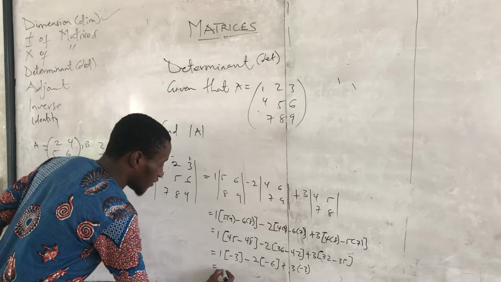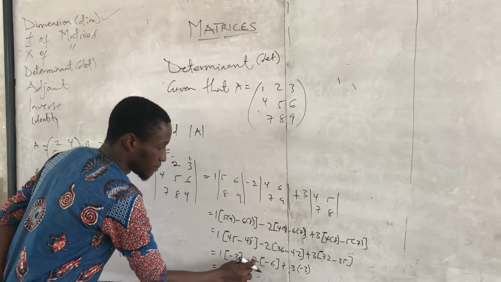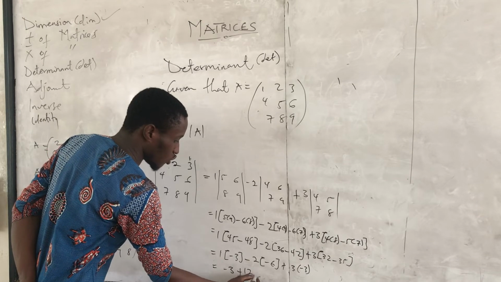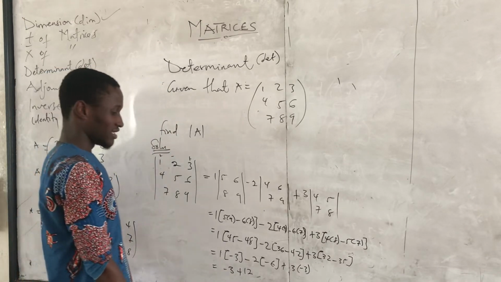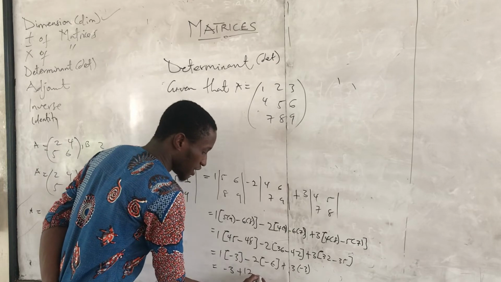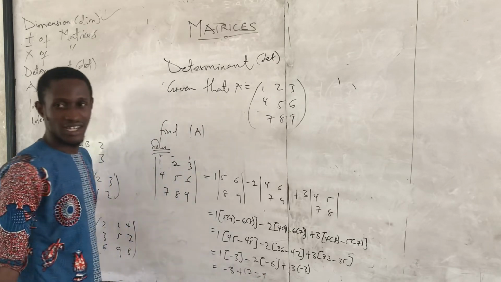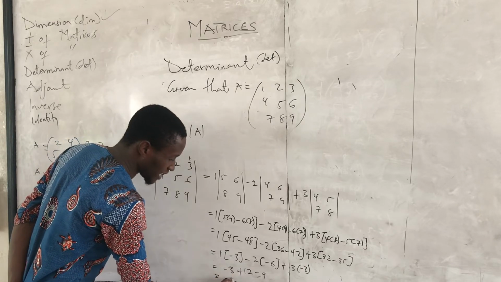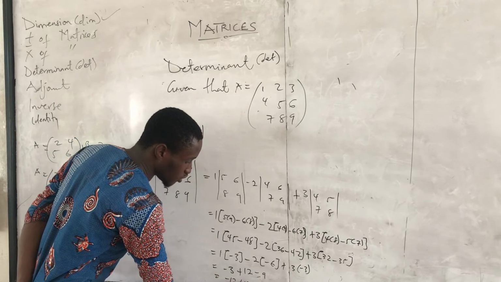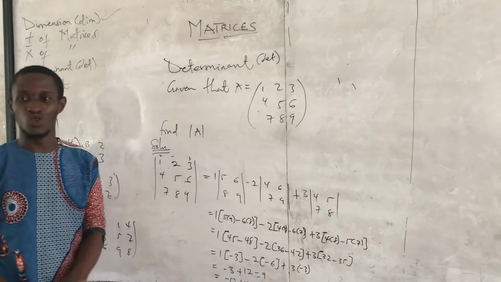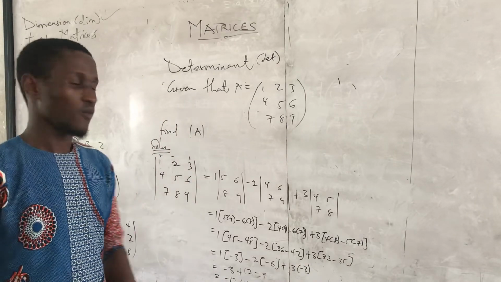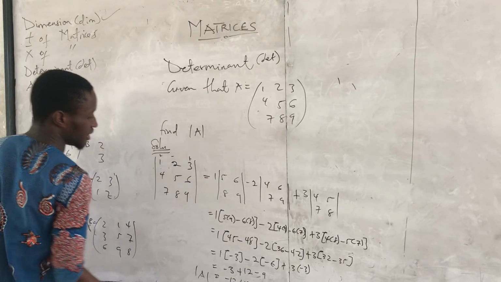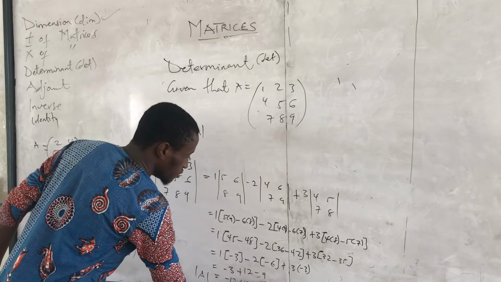So when I expand, I have minus 3, minus 2 times minus 6 gives me positive 12. Then 3 times negative 3 gives me minus 9. So I have minus 3 plus 12 minus 9, so the determinant will be equal to 0. So the determinant of matrix A is equal to 0.